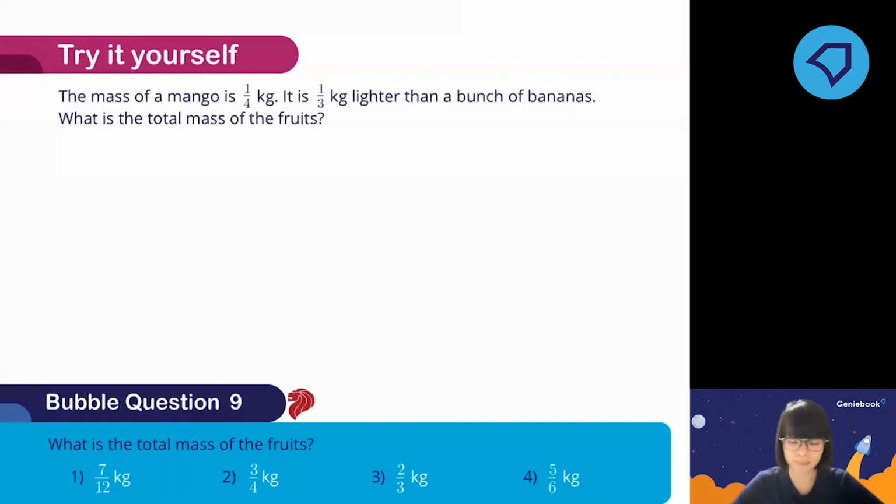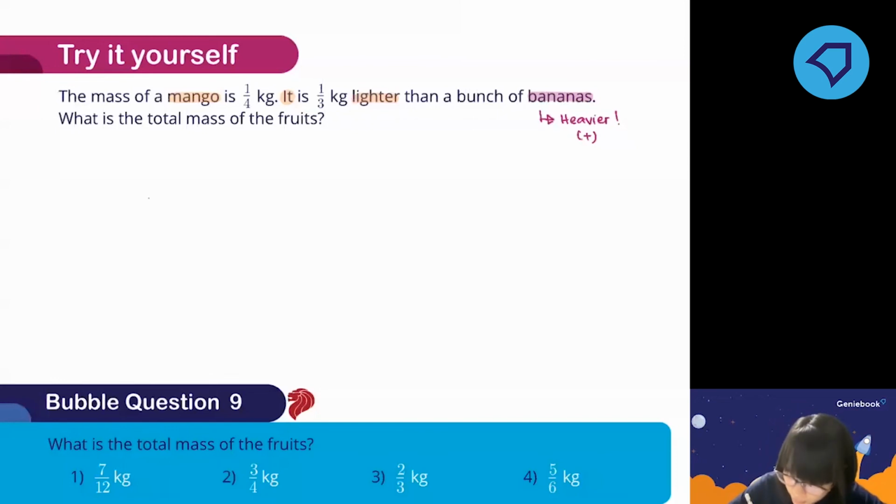All right, it says it is 1/3 kg lighter than a bunch of banana. It refers to the mango. Mango is lighter. Means my banana is heavier or lighter, guys? Banana is heavier or lighter? Heavier. Okay, the banana is heavier. If the banana is heavier, means we need to plus to find the mass of the banana.